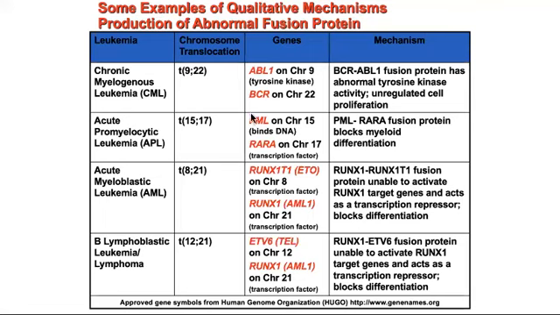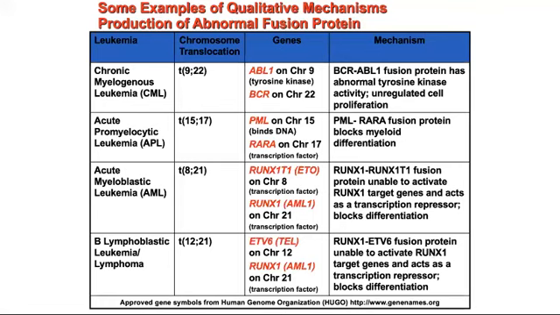The two genes involved here are the ABL1 gene and the BCR gene. The ABL1 gene has tyrosine kinase activity, and the BCR gene is on chromosome 22. This translocation results in a new fusion gene, BCR-ABL1, which produces an abnormal tyrosine kinase that is constantly activated. It disrupts signaling pathways for cell proliferation, apoptosis, and DNA repair.